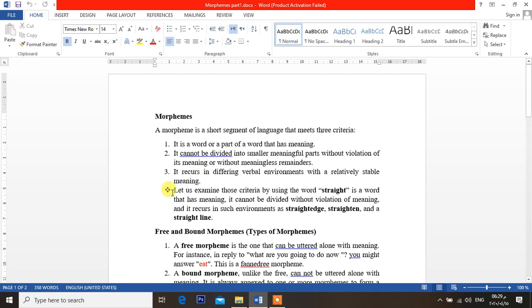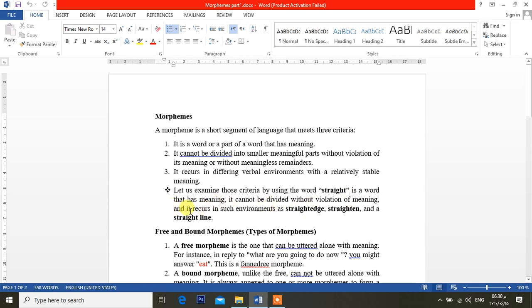Let's examine those criteria by using the word straight, to see whether straight meets those three criteria or not. Straight is a word, and this word has meaning. This is obvious. It cannot be divided without violation of meaning. We can't divide straight into two or three words without breaking the meaning. For example, we can't say just and ate, because we will break the meaning of the word straight.